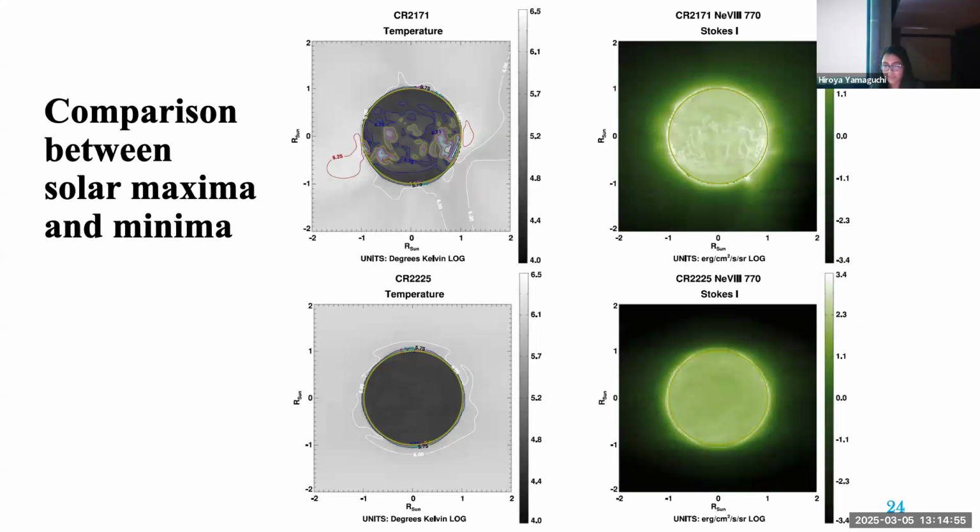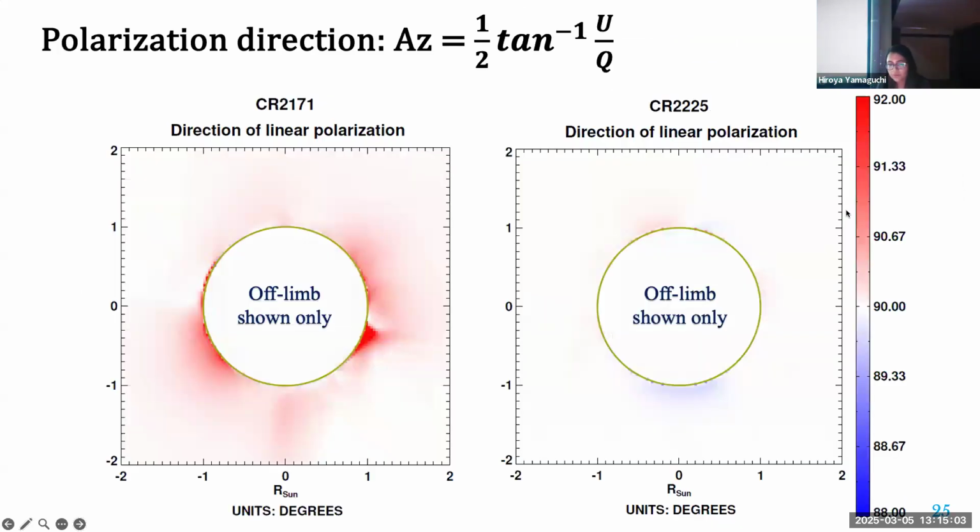So here is a still image comparing the maxima and the minima phase. Next, we calculated the polarization angle, or the direction angle, of the polarization vector. To begin with, we first define the reference axis that we want to consider before talking about whether the polarization vectors are rotating clockwise or anti-clockwise.